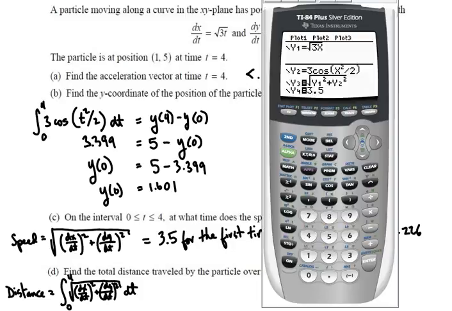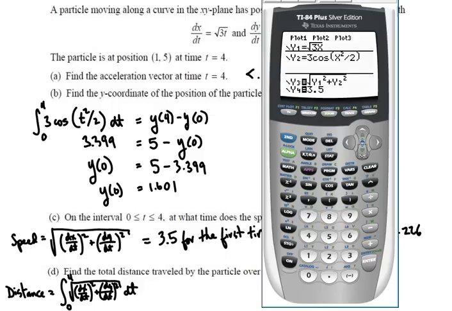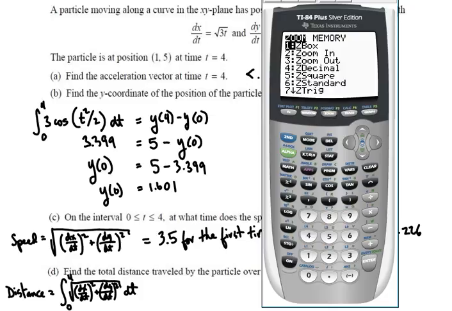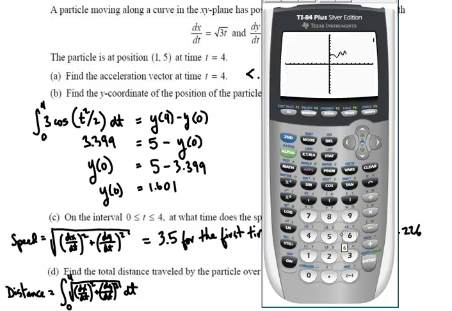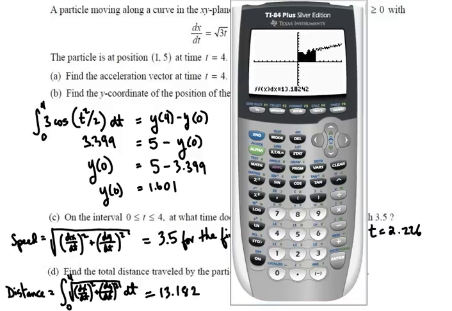So I'm just going to go back to the calculator. I already have that speed function in there. I'm going to turn off the 3.5 one, and I'm going to zoom standard again, and all I need to do now is second calc, option number 7, lower limit 0, upper limit 4, and I get a value of 13.182 units.